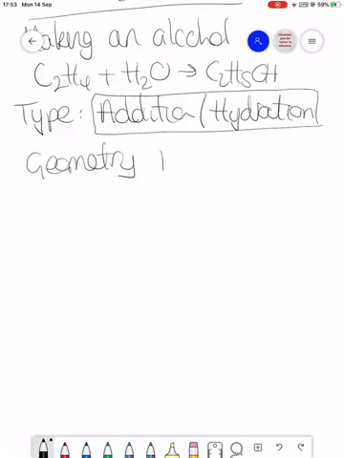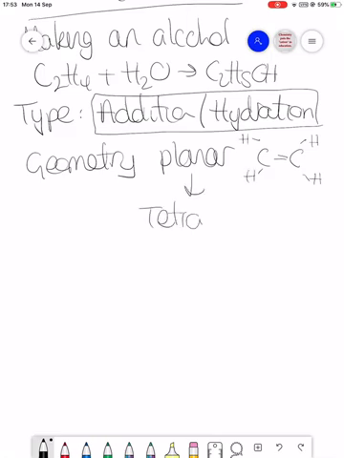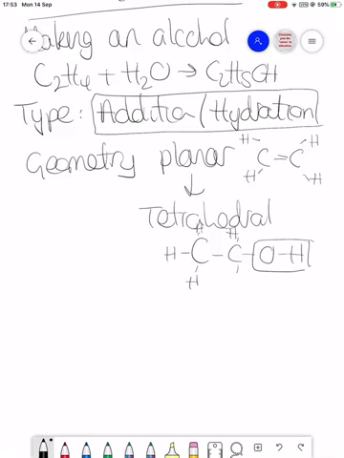So it's just reversing the geometry. So we're going from planar in C2H4 to tetrahedral in ethanol. Okay, so note that I'm showing all the bonds in the OH group. That's really important.